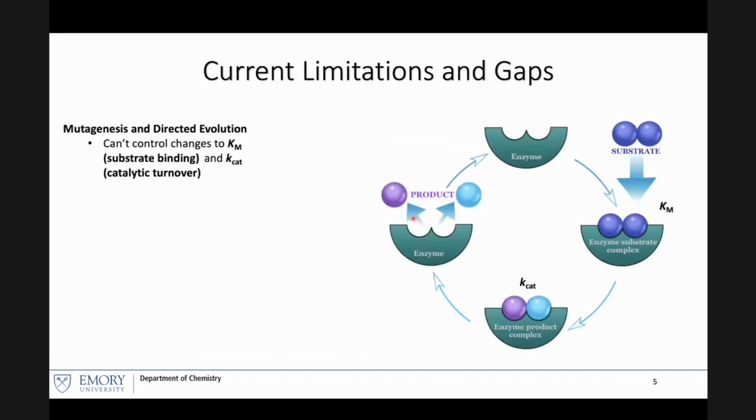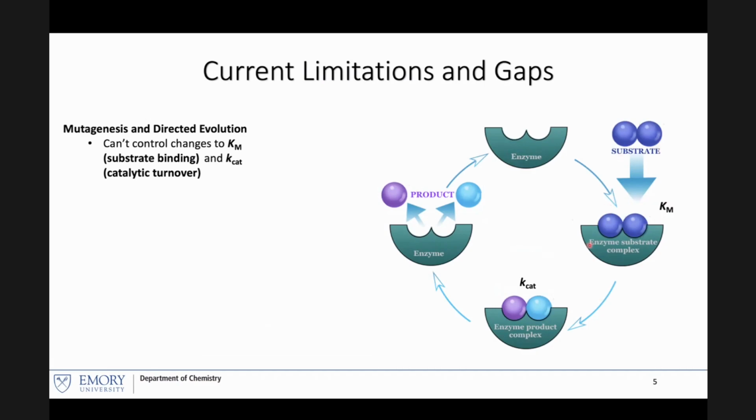But I really want to bring back this idea that we can't control changes to Km and Kcat. And I want to bring that back because if you can control your substrate binding moiety, which is Km, separate from the catalytic turnover, which is Kcat, you have a lot of control over whether or not you increase your enzyme's activity here.